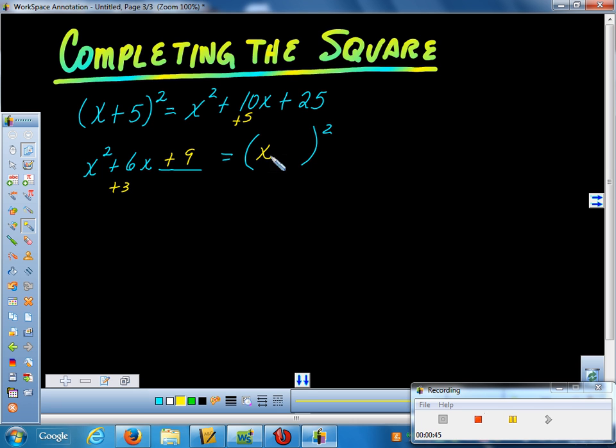The number you got when you took half, that's why I wrote it in yellow, that's the number you will put in there. Half of plus 6 was positive 3, and that's what you'll end up with in your squared binomial. Okay, let's try about 52,000 more of those.